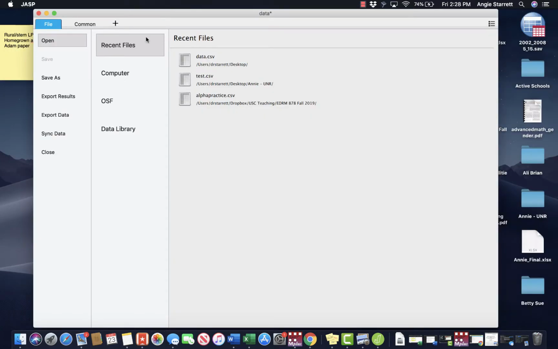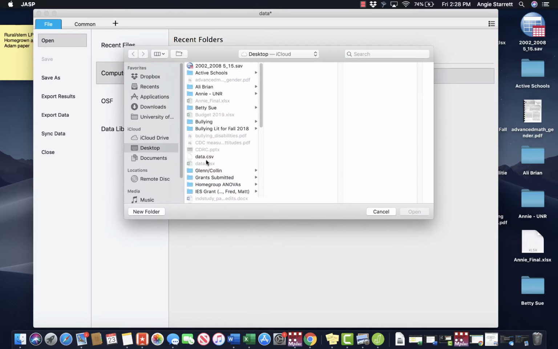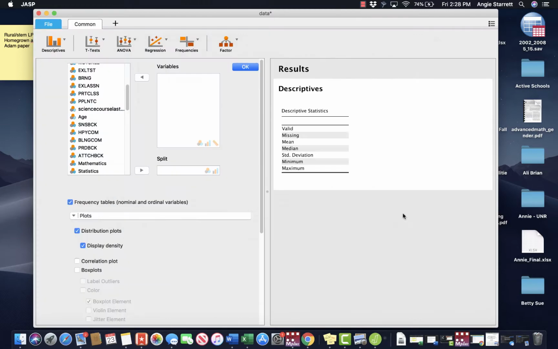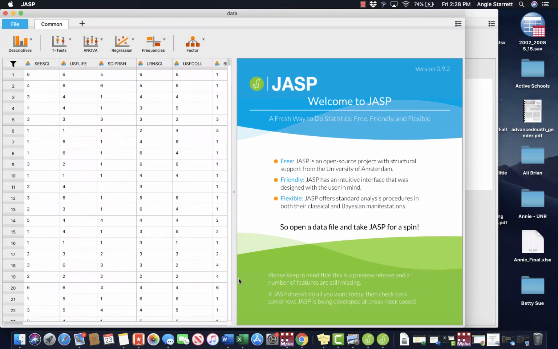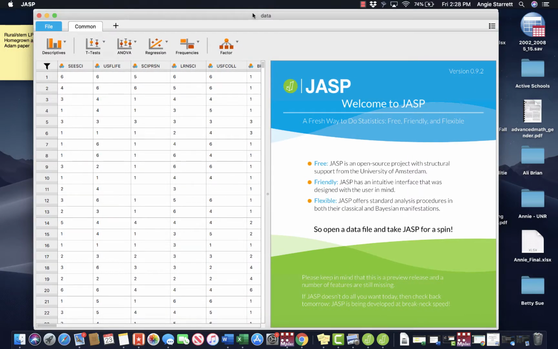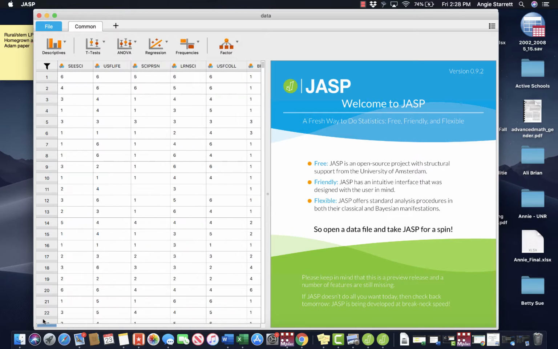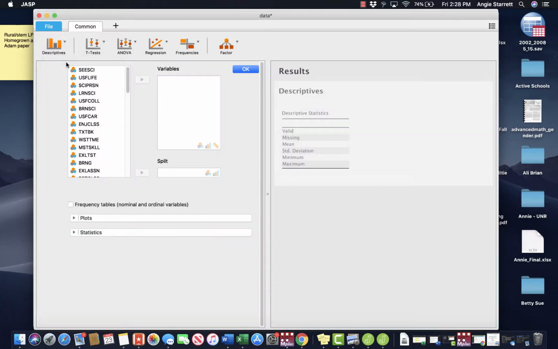So we've got JASP opened, and I'm going to go to my computer and my desktop, and I'm going to open the data.csv, and we see it come up. All right, and so we are looking at our data here. We can scroll through all the column headings, and of course we can scroll down, but we don't really want to do that. All right, so how do we start looking at descriptives? So this one reason I love this software, it's nice and intuitive. We're going to go to descriptives and descriptive statistics.